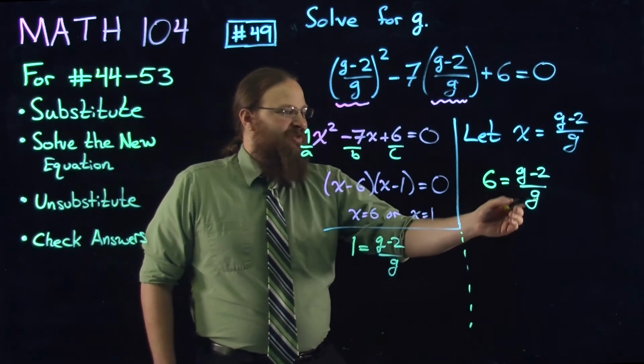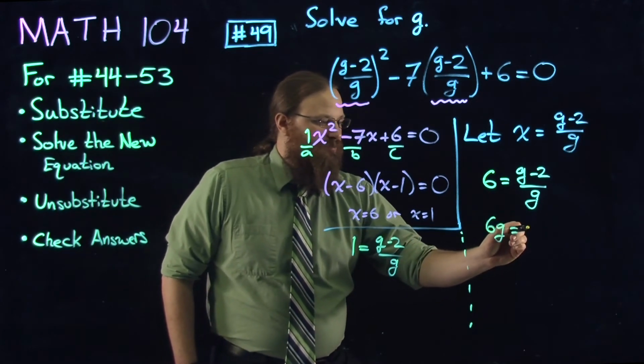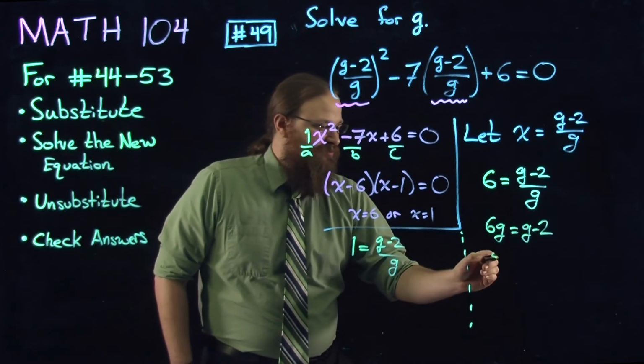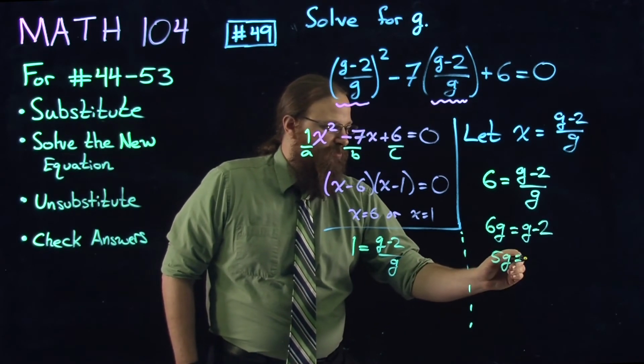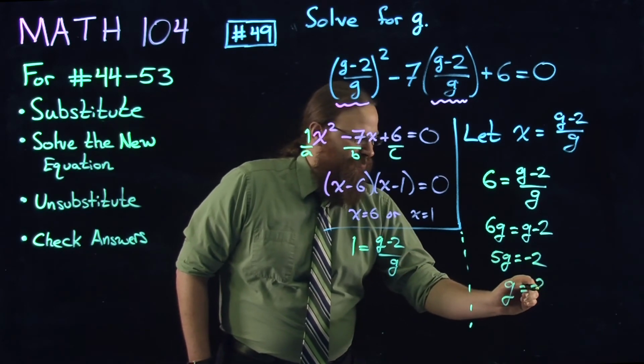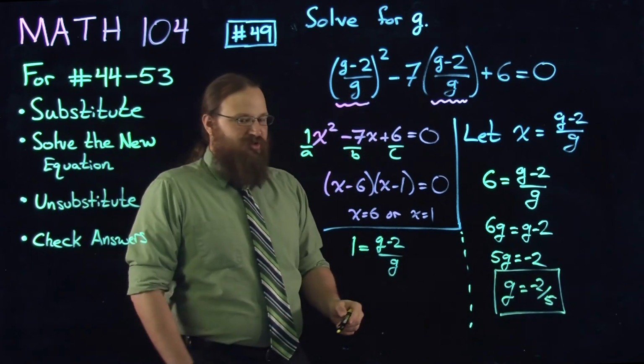With 6 equals g minus 2 over g, we multiply the g to the left-hand side and solve the equation. So we subtract g, and then we divide by 5. That gives us one possible solution.